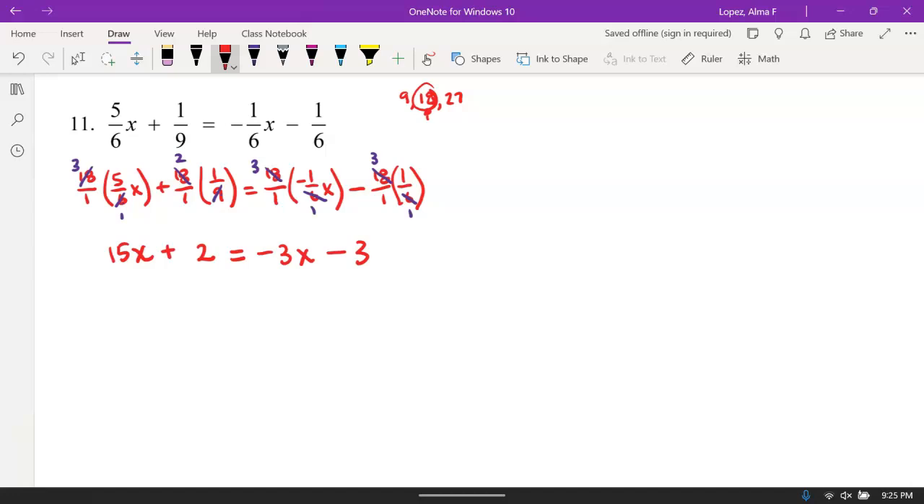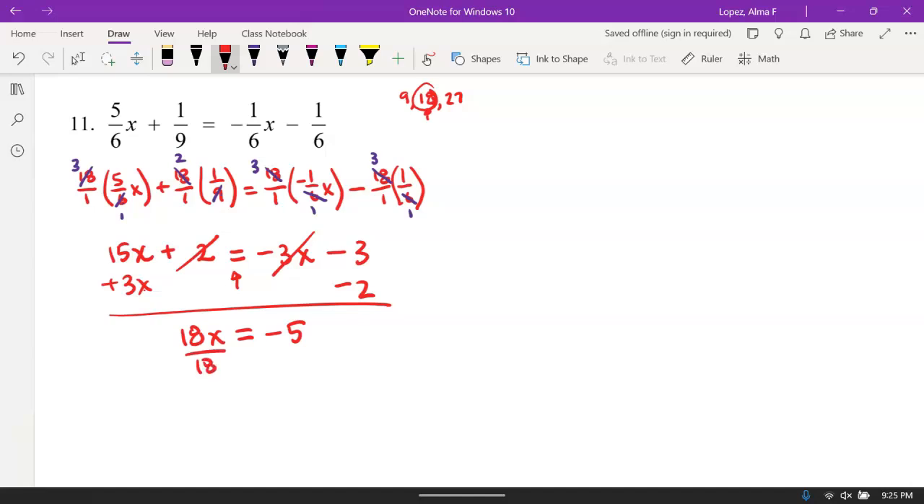We're going to move the 2 over to the other side. It's going to become a negative 2. Remember, here's where the equal sign is, so anything that crosses over it changes sign. When I move the negative 3x over to the other side of the equal sign, it becomes a plus 3x. Let's see what we get. 15x's and 3x's combined to make 18x's. And negative 3 and negative 2 combined to make negative 15.